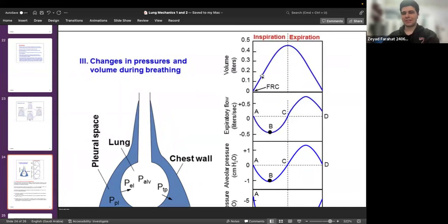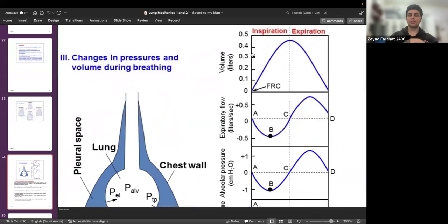Dr. Shams loves curves, basically. But what happens in here is, again, everything we talked about so far, and some rudimentary lung mechanics from before in the previous lectures, in the introductions.